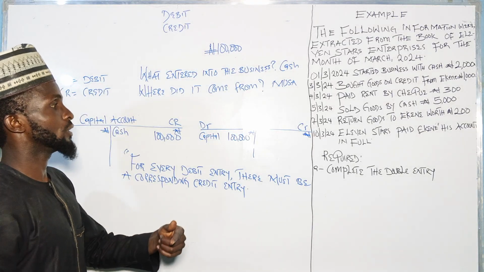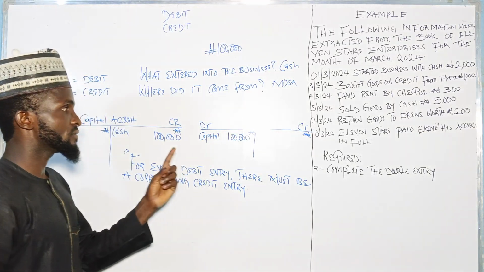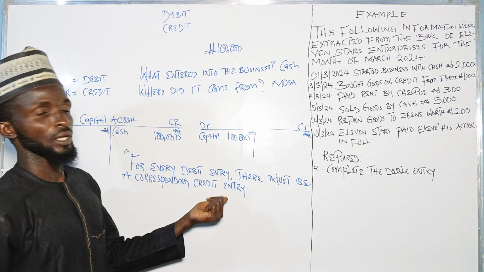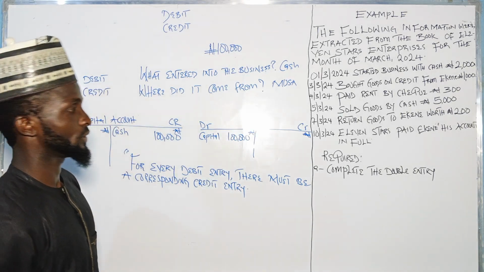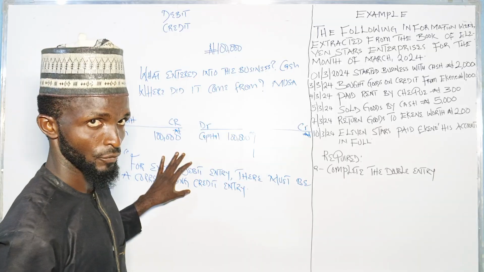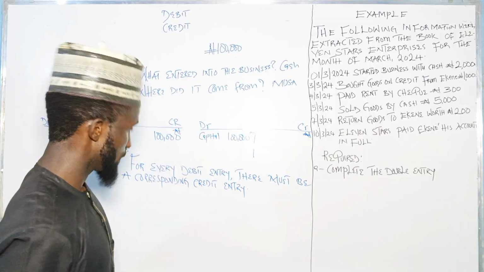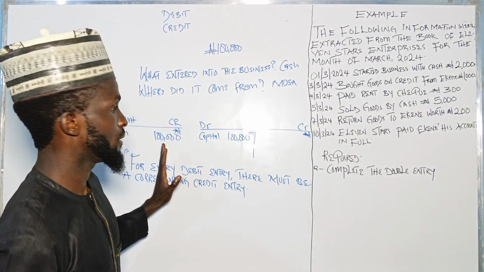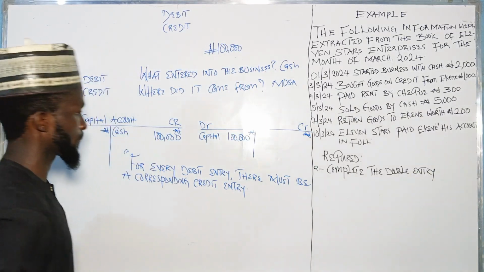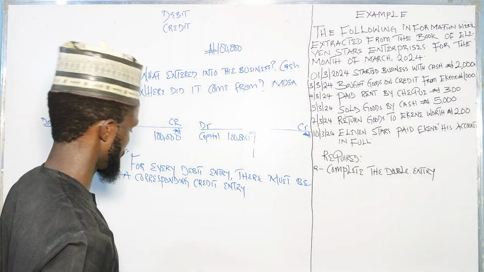So for every credit entry, there must be a corresponding debit entry. This is a general rule that you're supposed to understand for this. Okay, now let's look at this example for better understanding. I hope this one is understood. Let's look at the second example.